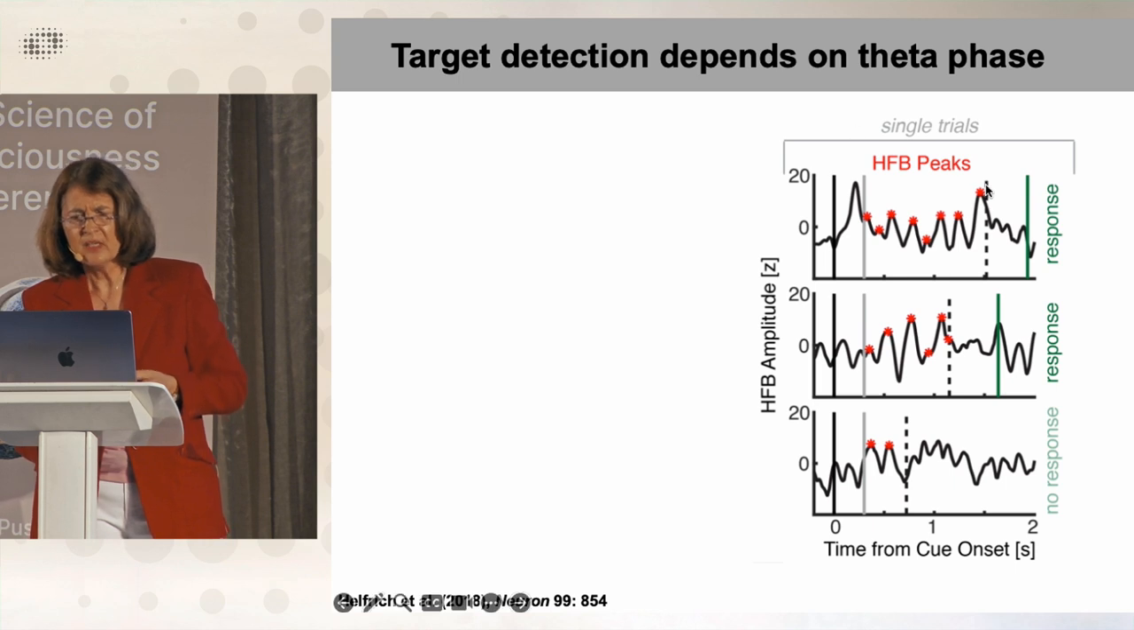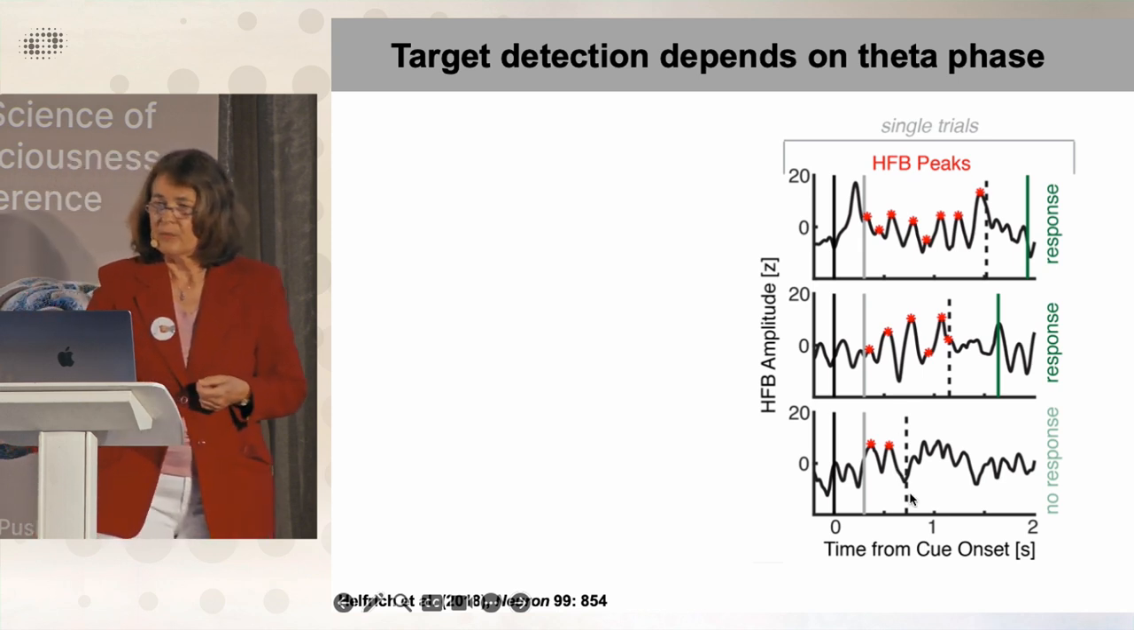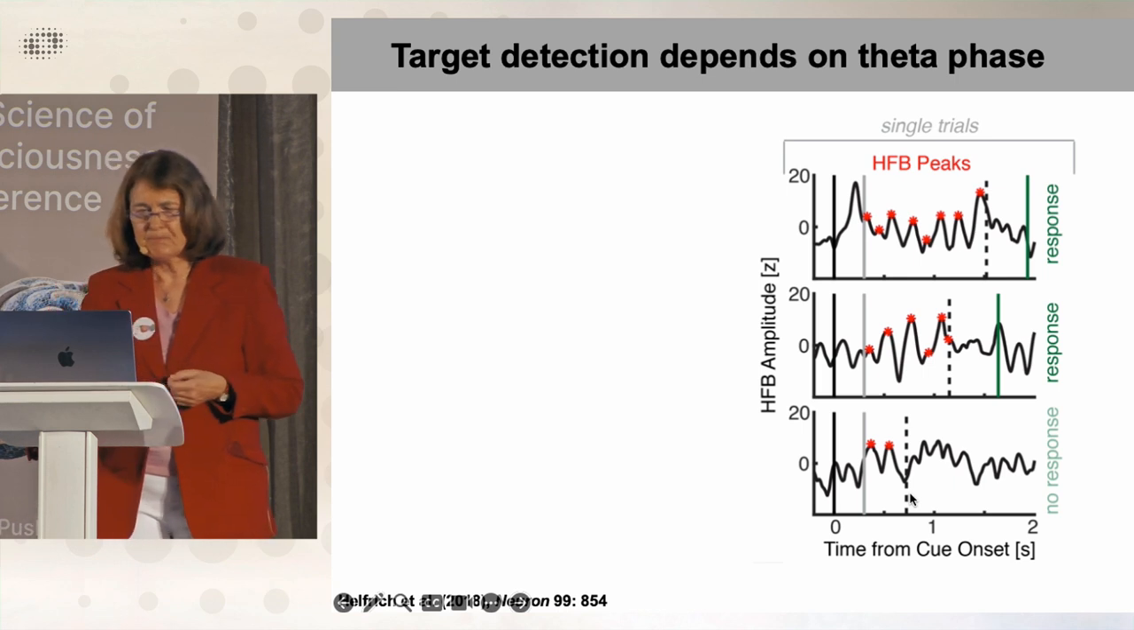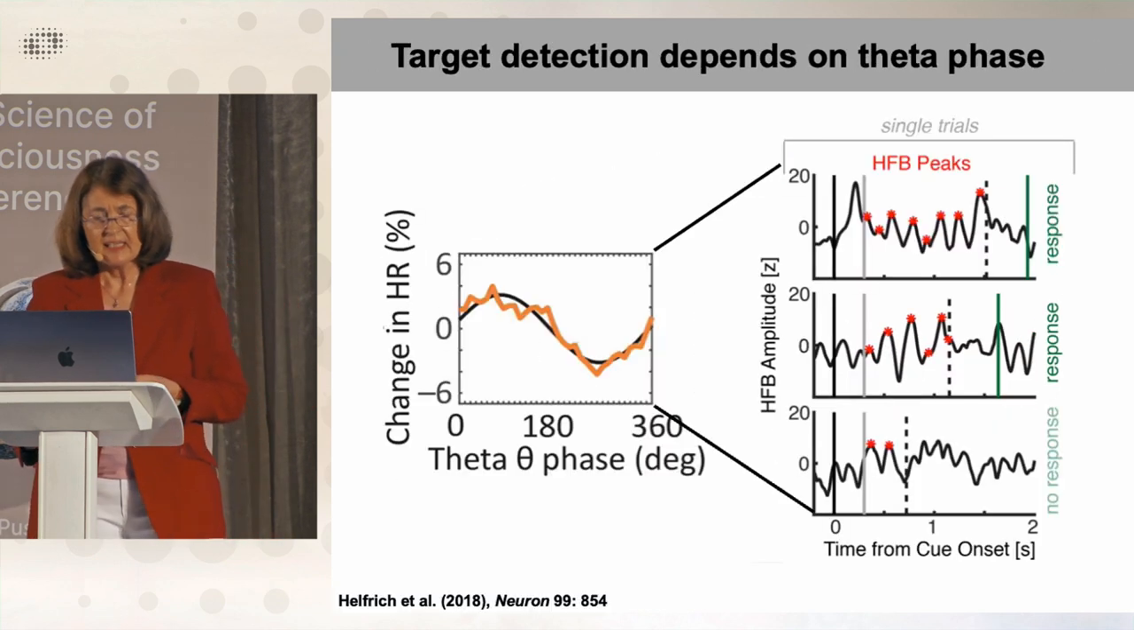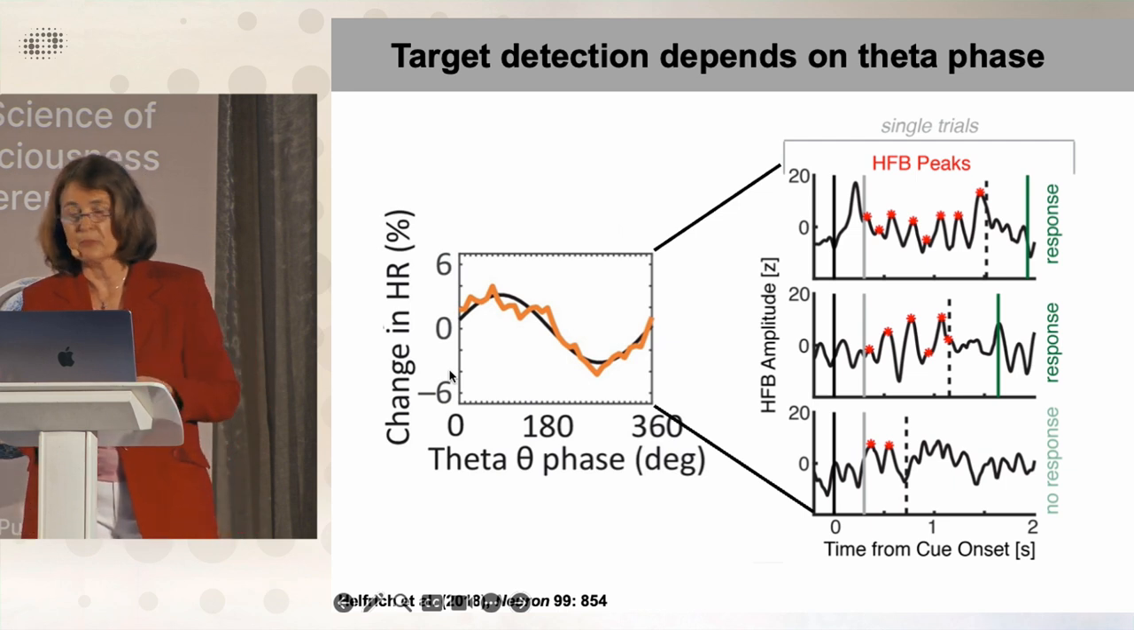So here, you see that the rhythm is basically at a peak, right? And in this trial, that's also true. But in this trial, where the patient actually misses the target, we see that this theta rhythm is in a trough. Now, when you do this systematically, you basically get a profile like this. So this is your theta phase here. This is one theta cycle, and this is the change in hit rate, or the change in performance.